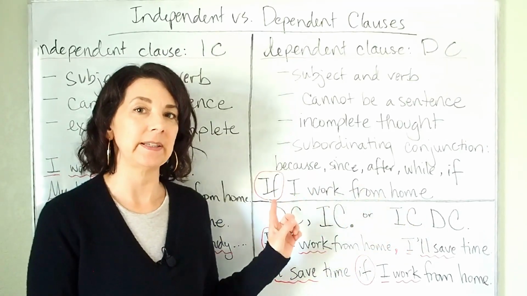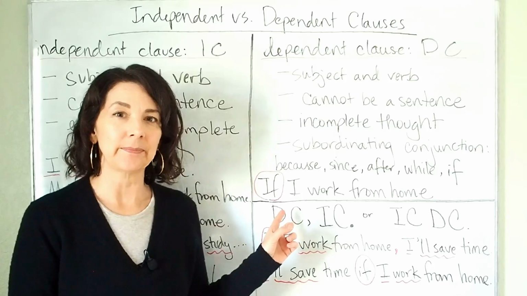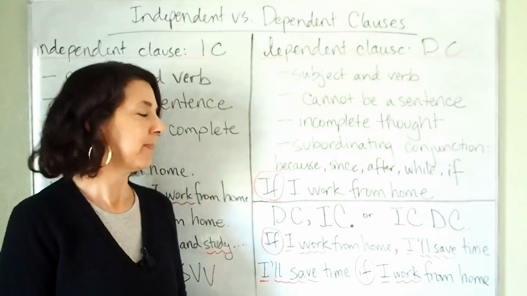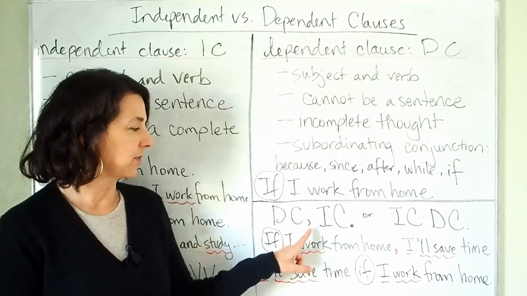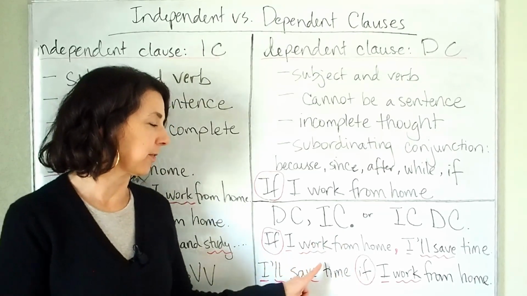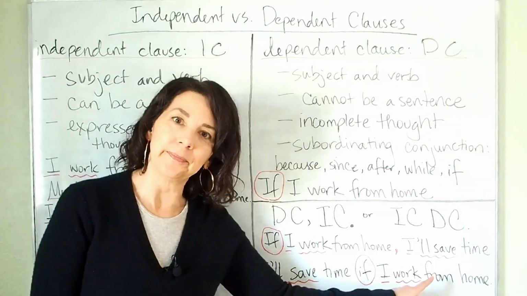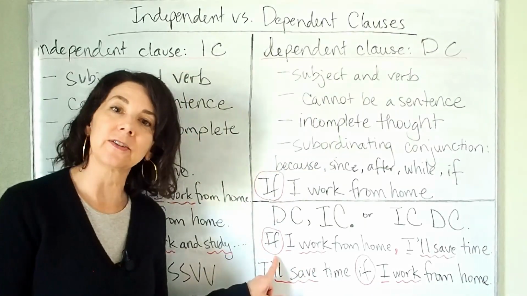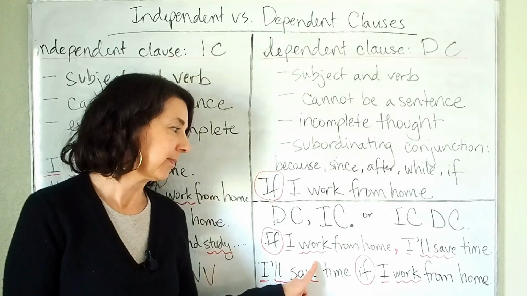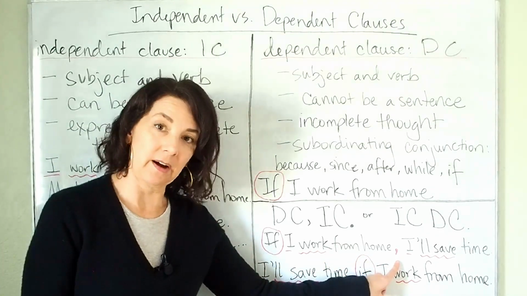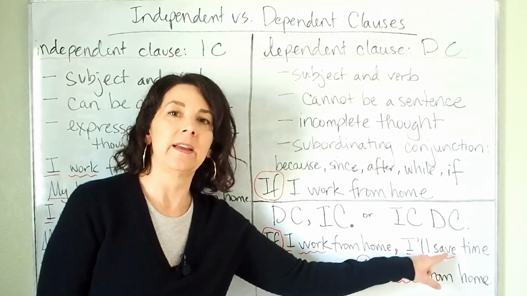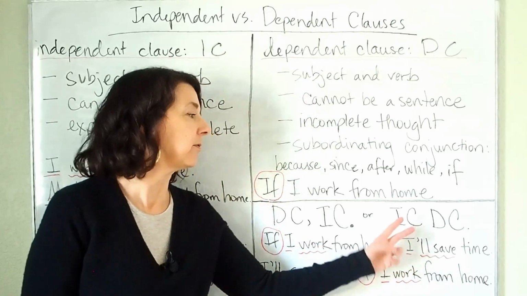It is not a complete sentence. How can we fix that? We can join the dependent clause to an independent clause like this. First, we can put the dependent clause first, add a comma, and then the independent clause. For example, if I work from home, I'll save time. Here we have the subordinating conjunction if, we have the subject I, and the verb work. At the end of this clause, we have a comma, and then we have the independent clause, I will save time. Or we can flip the order.